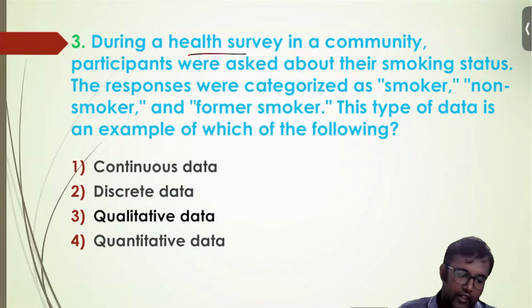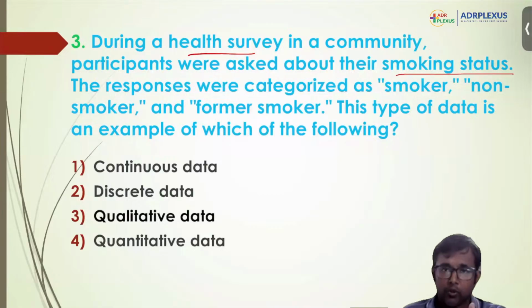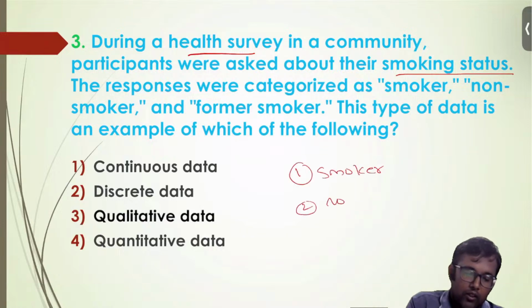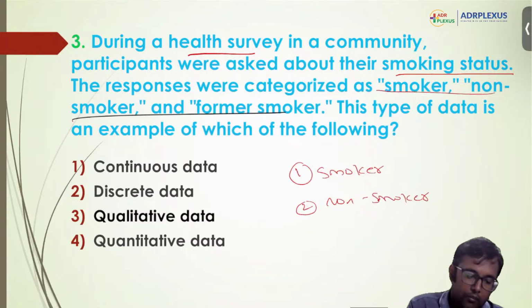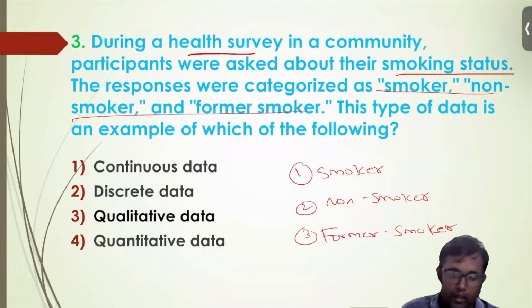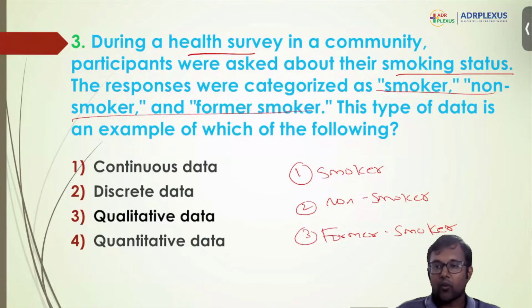During a health survey in a community, participants were asked about their smoking status: do you smoke? We are categorizing them into 3 types: smoker, non-smoker, and former smoker. So we are making a note of it for our research study. What type of data is this?